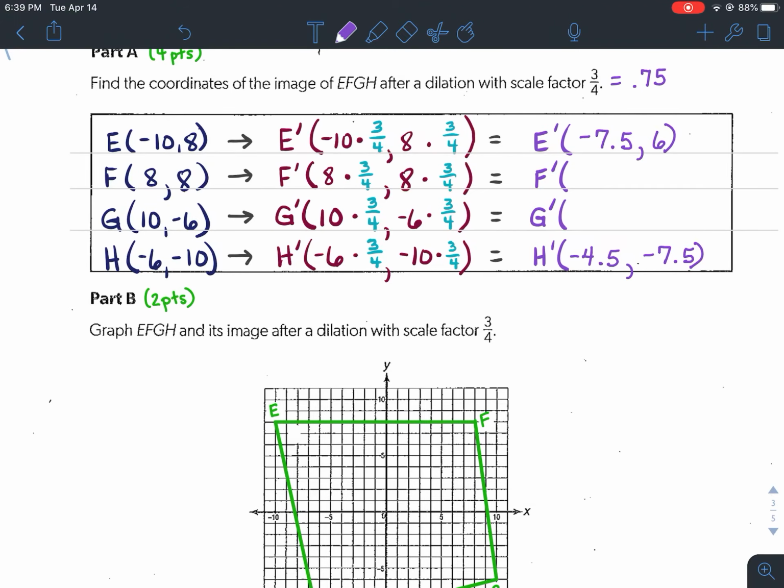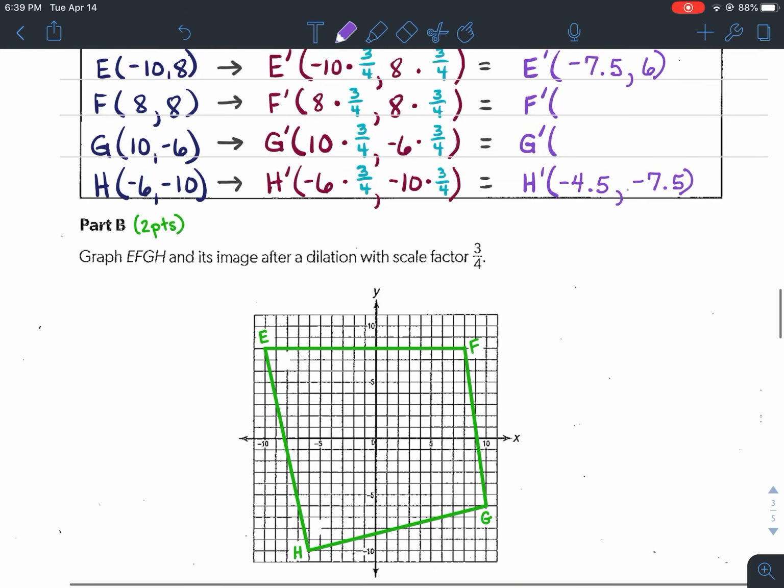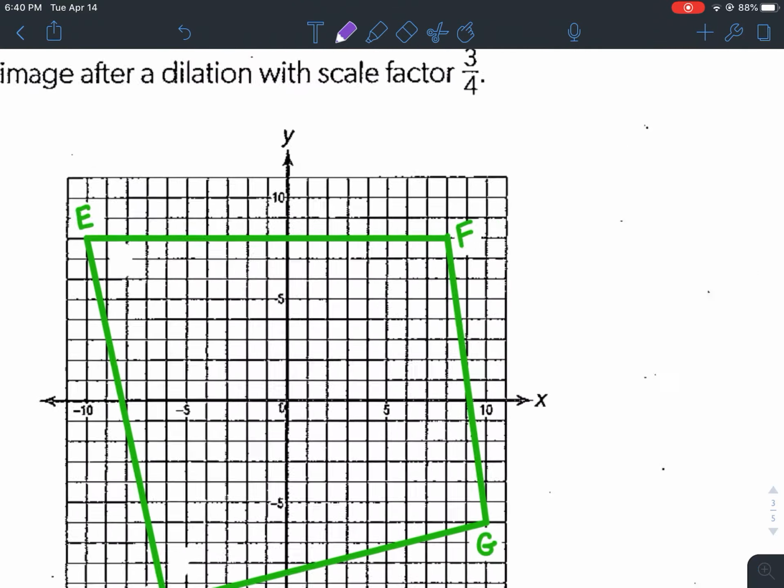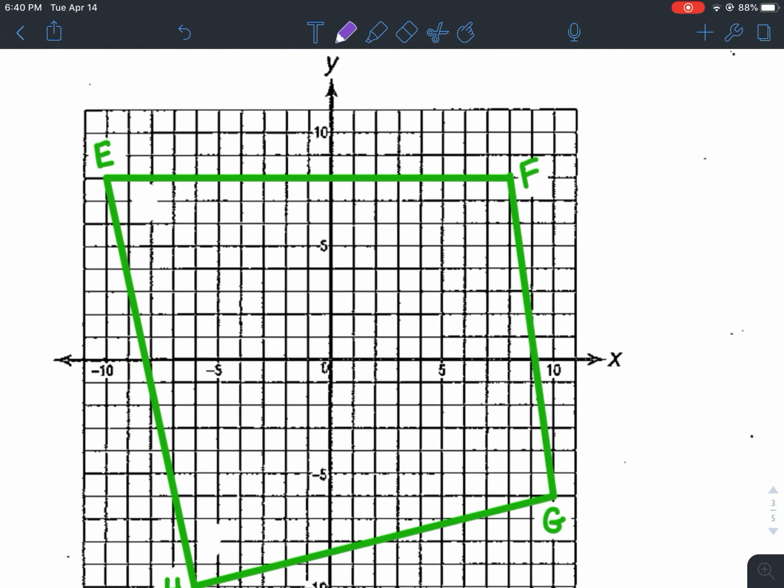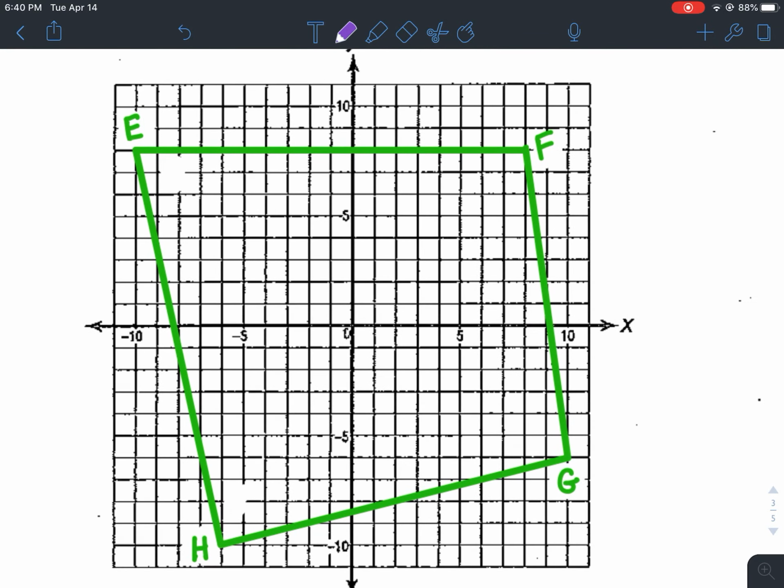Okay, for part B, we're going to graph them. Now, if you noticed, I've already graphed E, F, G, H. I know the grid is small, so if you need to, go ahead and blow that up. You're going to graph E, F, G, H, just like I did here. So pause your video and do so now.